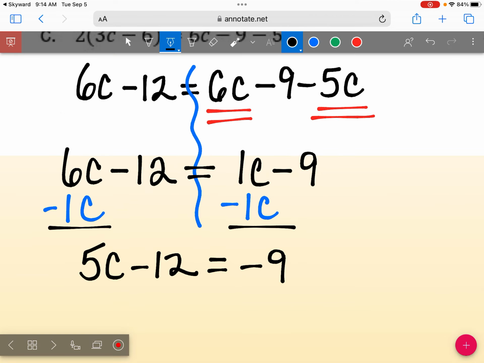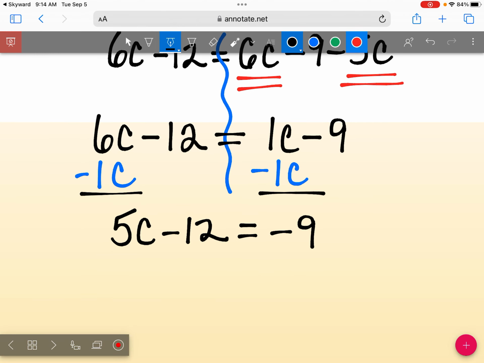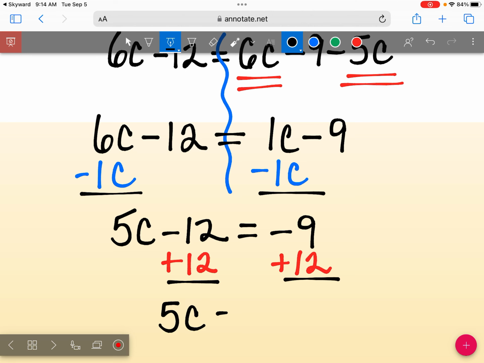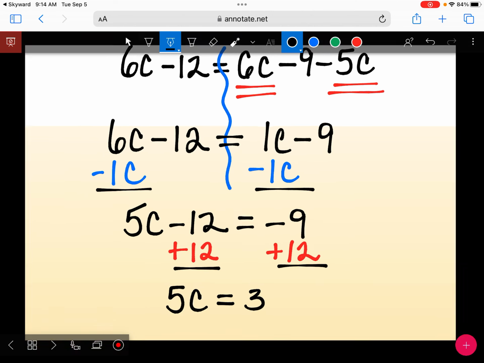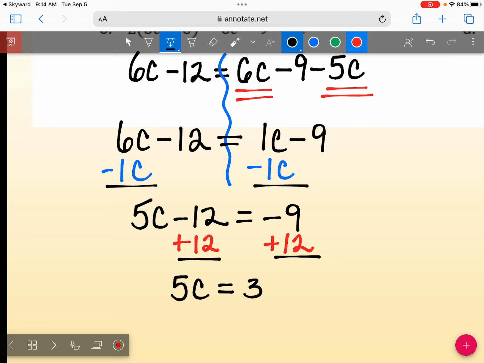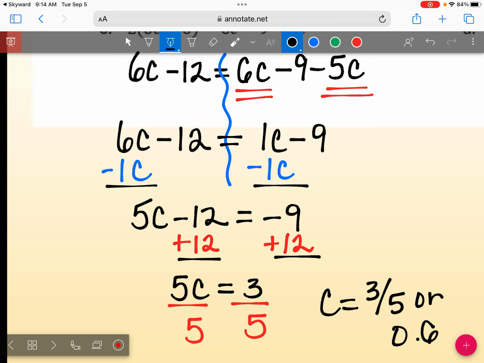And now we're going to add the 12 to both sides. So 5c equals 3. And then you're dividing both sides by 5. So again, c equals 3/5, or you could write it as 0.6.